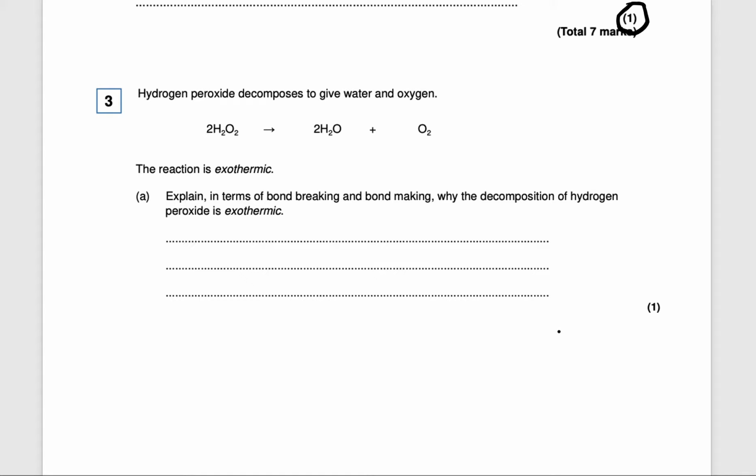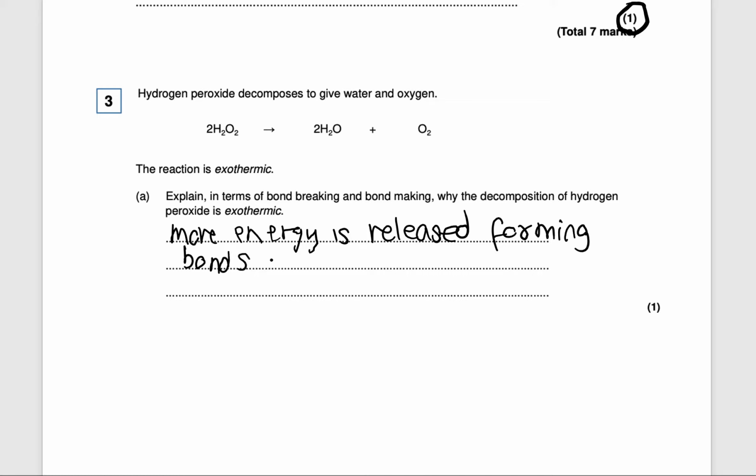Hydrogen peroxide decomposes to give water and oxygen. The reaction is exothermic. Explain in terms of bond breaking and bond making why the decomposition of hydrogen peroxide is exothermic. Now, bond forming, bond breaking, well, more energy is released forming bonds than breaking them. Okay, and that will get you 1 mark.